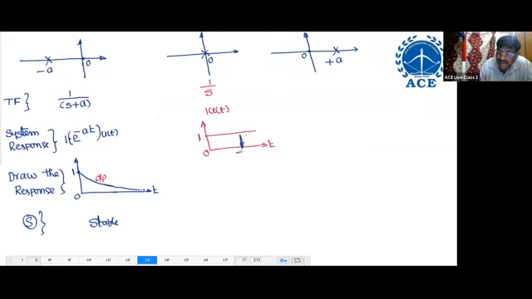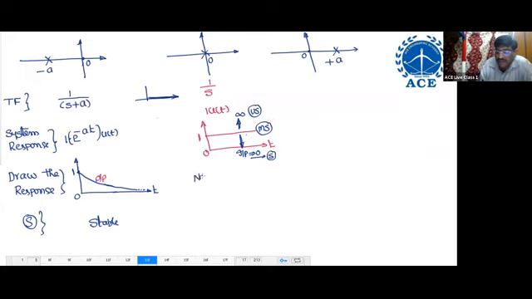Input is 0 here, and the output is not moving towards the input. If it moves towards 0, other than t equal to 0, then I can say stable. In case it goes to infinity, I can say unstable. Neither follows the input nor goes to infinity means marginally stable.